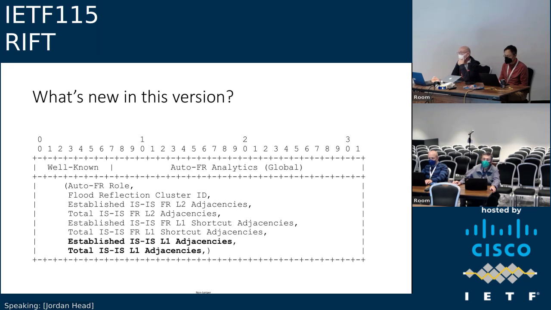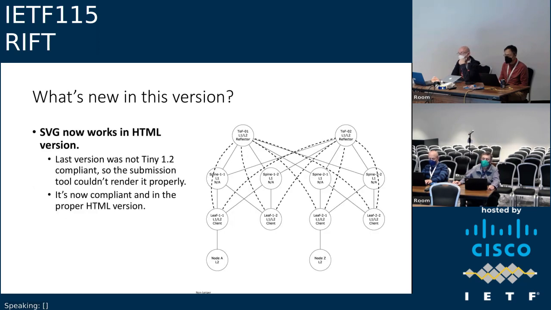Next slide. Some more SVG stuff for this one. The operational section had an SVG that described how the Rift underlay, the base ISIS topology, and then the flood reflection topology all fit together, depending on location in the fabric.